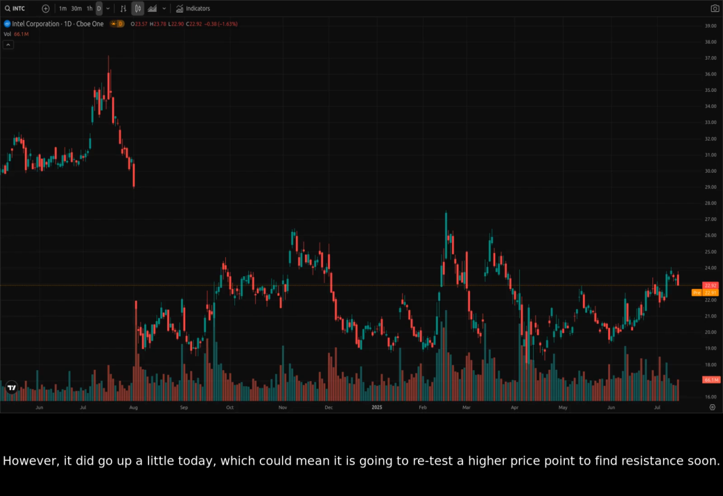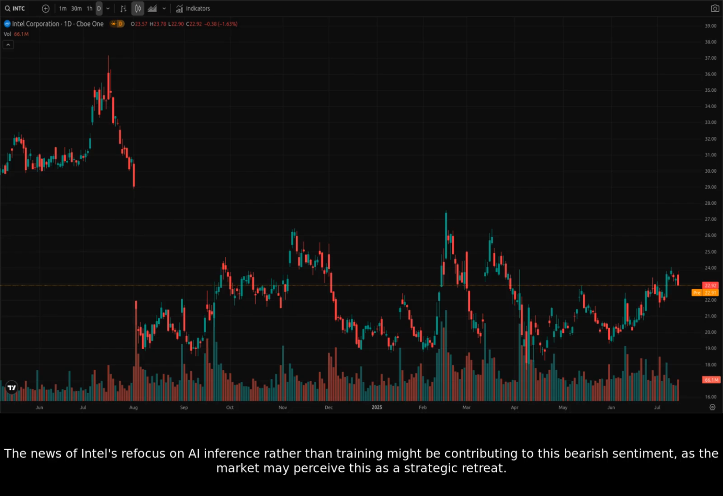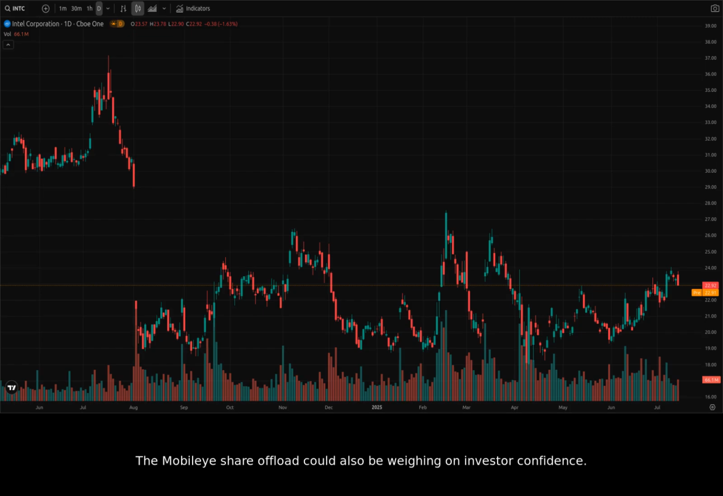The news of Intel's refocus on AI inference rather than training might be contributing to this bearish sentiment, as the market may perceive this as a strategic retreat. The Mobileye share offload could also be weighing on investor confidence. However, the Nokia partnership could be a positive catalyst, potentially offsetting some of the negative news.